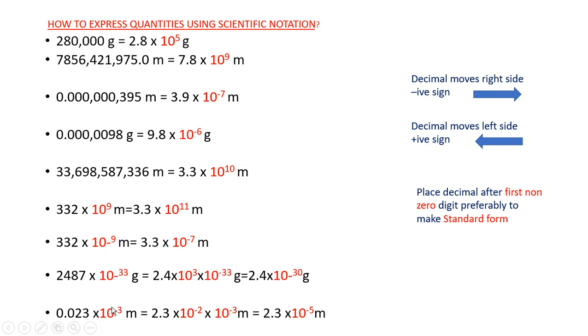Previously we had 10 raised to power minus 3, so solve it. Minus 2 and minus 3, it becomes minus 5, and the base is the same, so the powers are added. So minus 2 minus 3 becomes minus 5 meter.